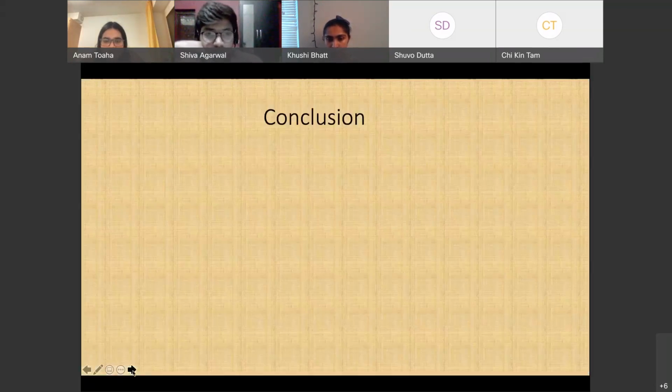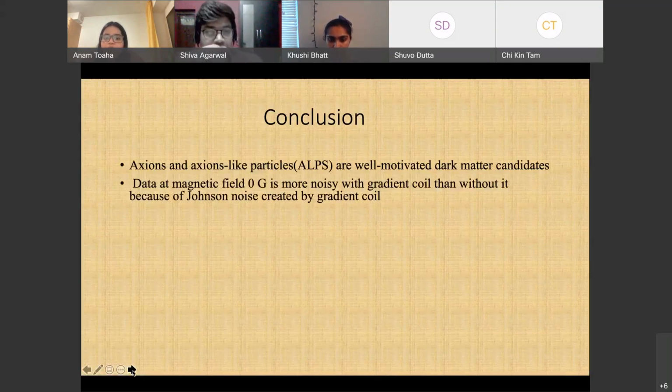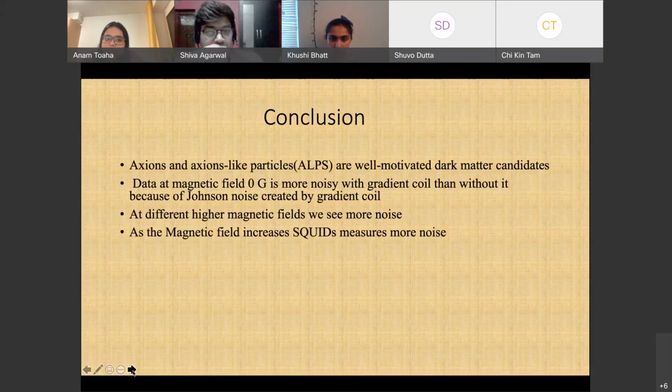So in conclusion, I will say that axion and axion-like particles are well-motivated dark matter candidates. Data at magnetic field 0 Gauss is more noisy with the gradient coil than without it because of Johnson noise created by the gradient coil. At different higher magnetic fields, we see more noise. As the magnetic field increases, SQUIDs measure more noise.